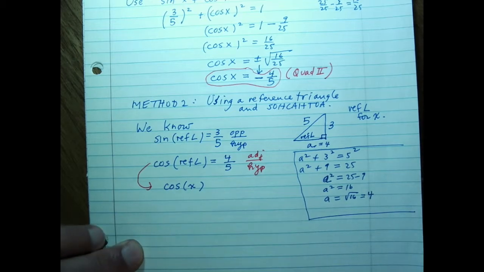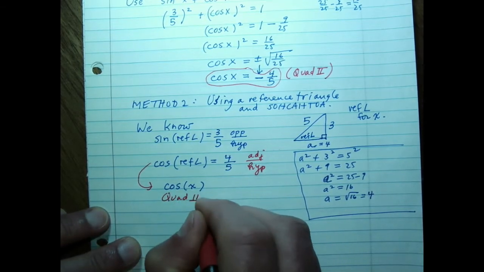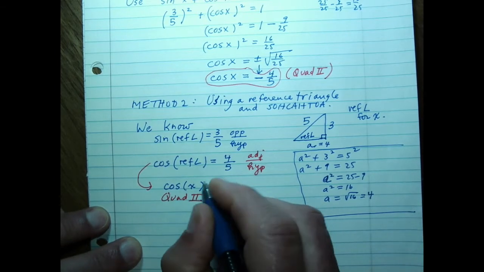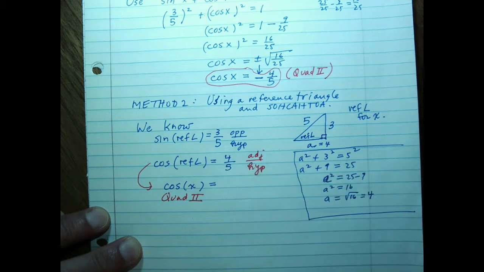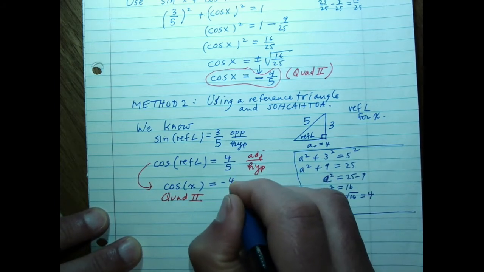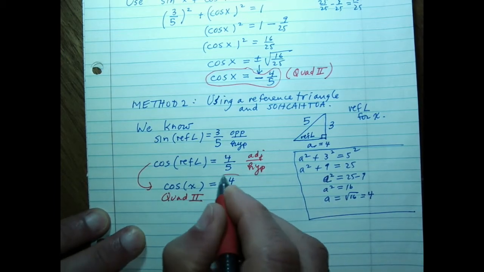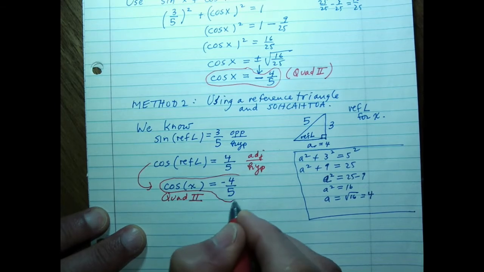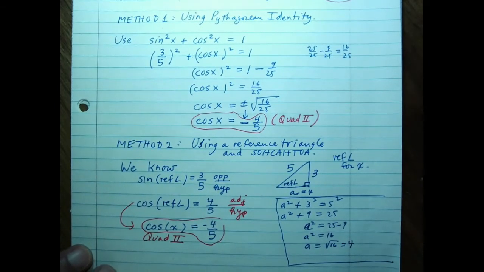And here's where we got to remember that x is in quadrant 2. So that helps us decide whether to use plus or minus this value of 4/5. Well, in quadrant 2, cosine is negative, so we use negative 4/5. And so we have the same result here. And in fact, we kind of did the same calculation in method 1 and method 2.